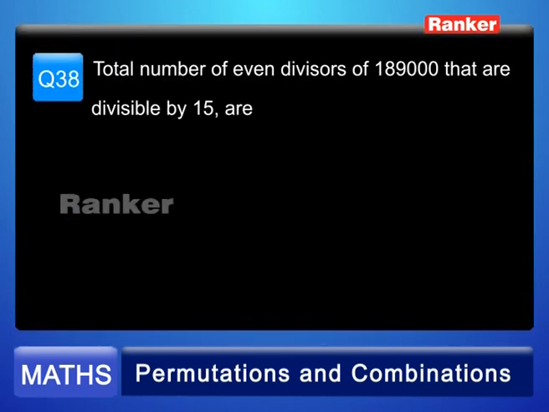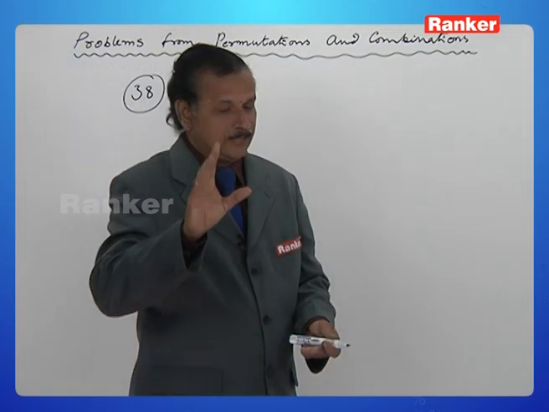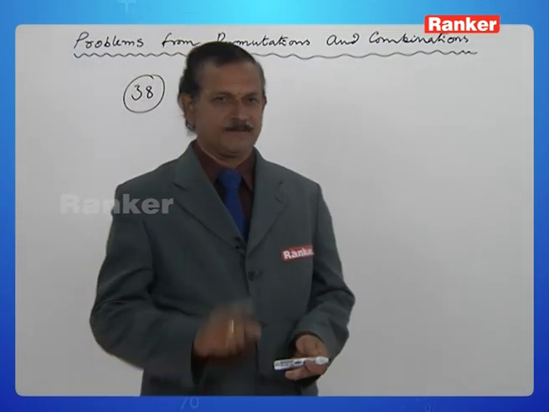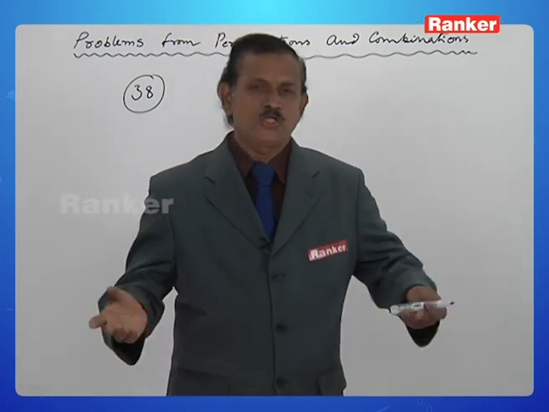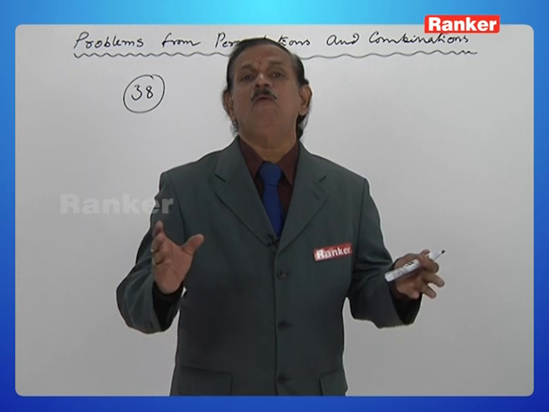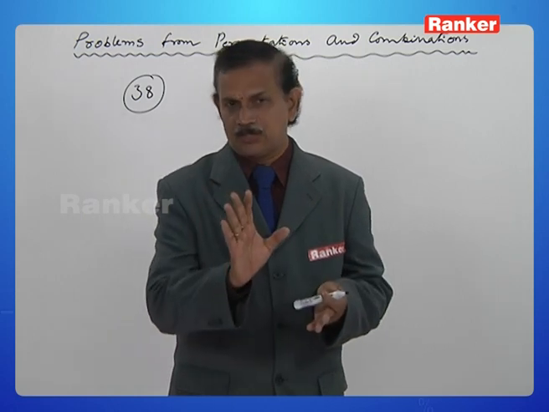The next question is before us. That is question number 38. The total number of even divisors of 1,89,000 that are divisible by 15. One more condition has been put forth here. Here 2 restrictions are to be kept in mind. Number 1, you are supposed to have even divisors. Number 2, they must all be divisible by 15.